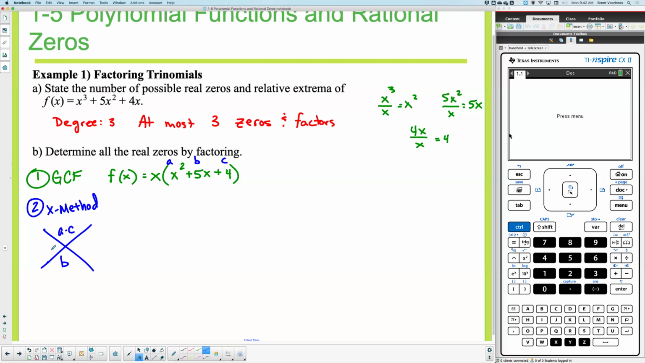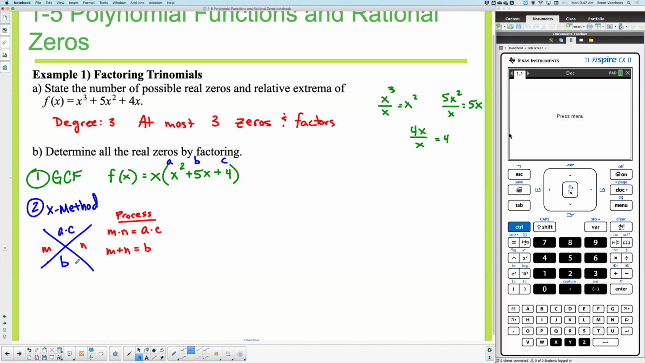We're gonna find two numbers, and I'm gonna just put M and N here. We're gonna find two values where M times N equals A times C, and where M plus N equals B. This is our process right here. I'll call this the process. That's what we're doing there.